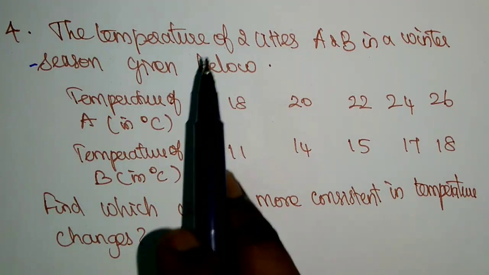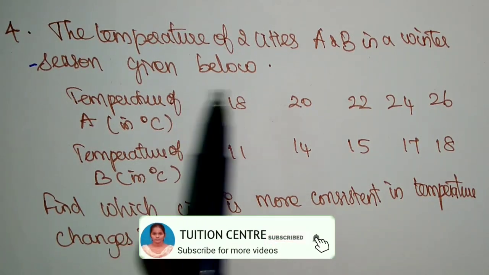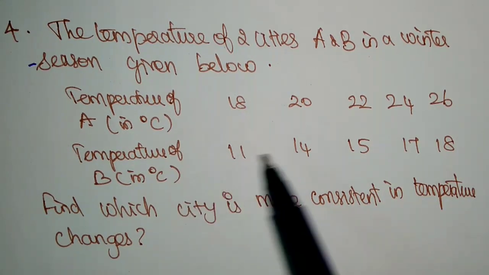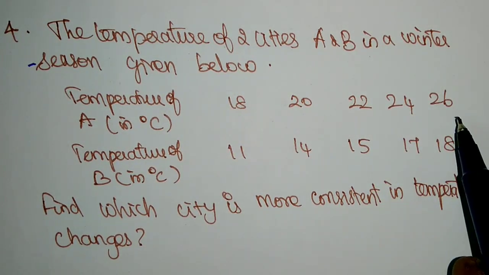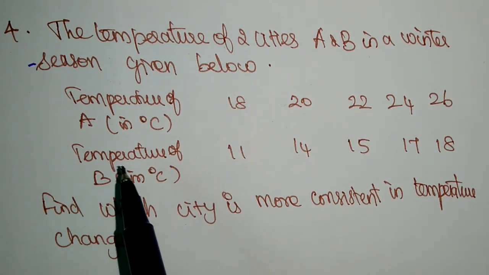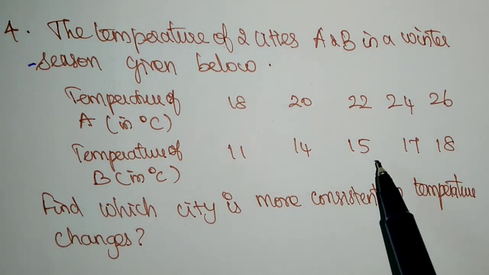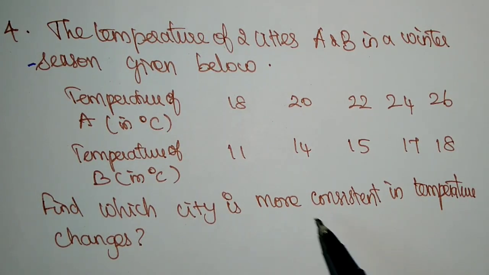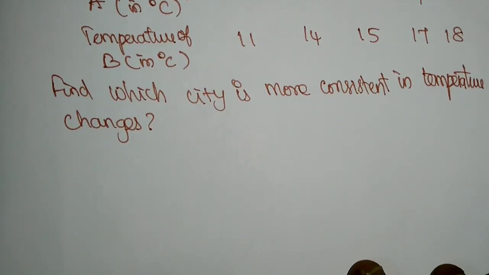Fourth problem. The temperature of two cities A and B in a winter season are given below. The temperature of A in degrees Celsius: 18, 20, 22, 24 and 26. The temperature of B in degrees Celsius: 11, 14, 15, 17 and 18. Find which city is more consistent in temperature changes.